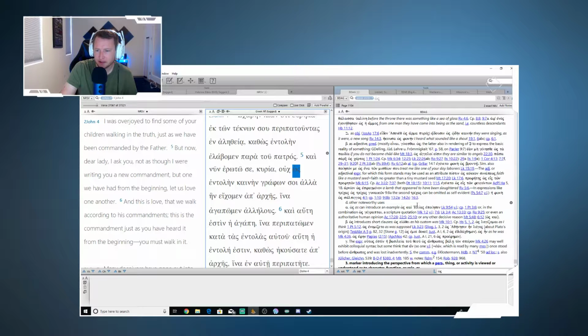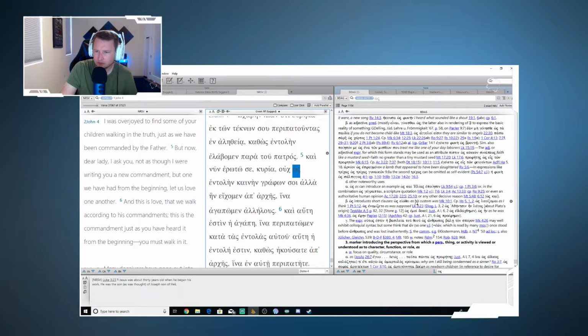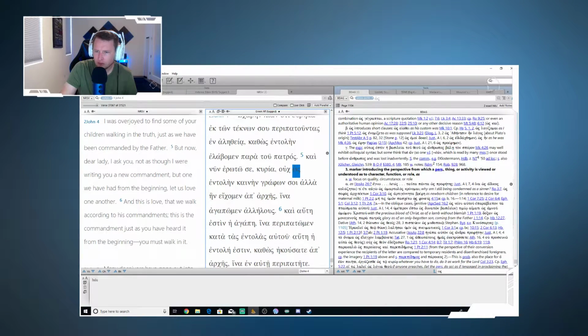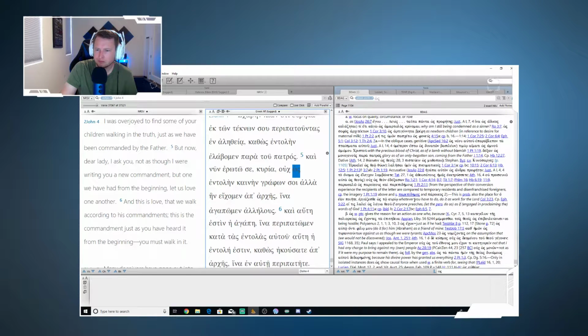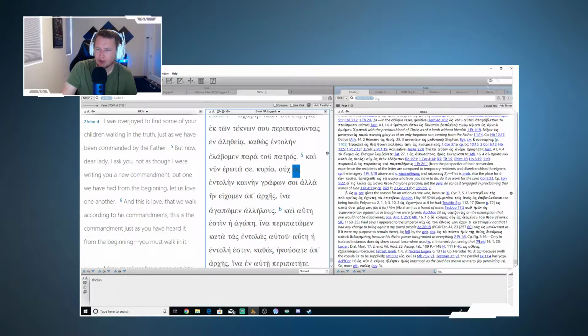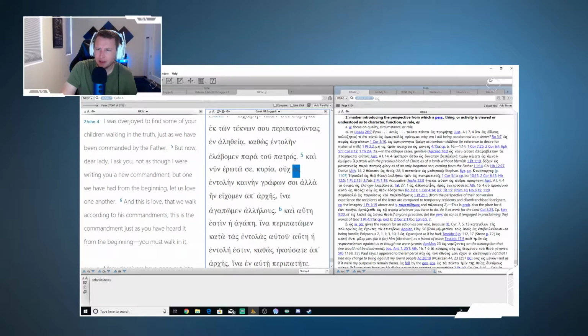Os introduces short clauses. That could be what we're dealing with here. Marker introducing the perspective from which a person, thing, or activity is viewed or understood as to character, function, or role. That's not what we're dealing with. Os with participle gives the reason for an action as one who, because. That's interesting. But it's still not about character or role.